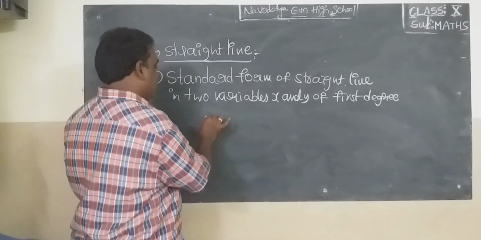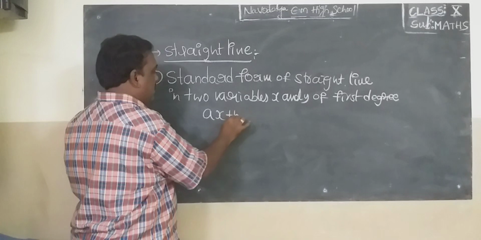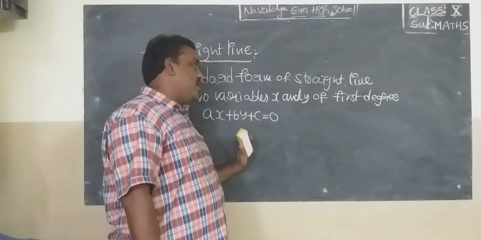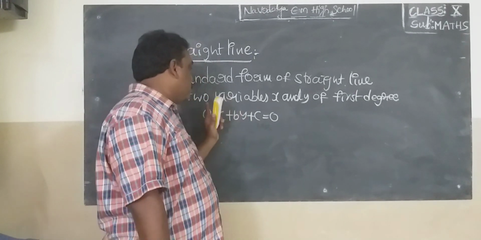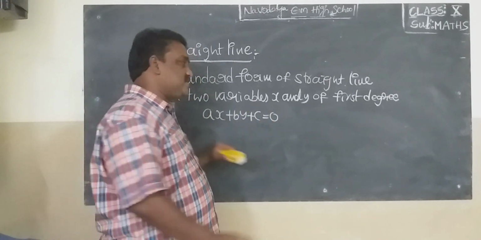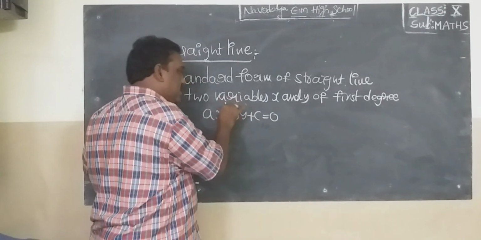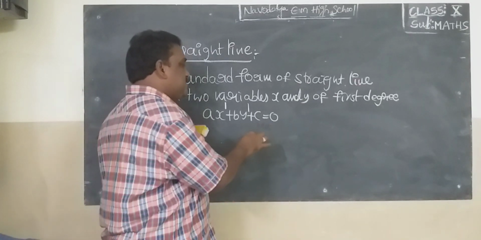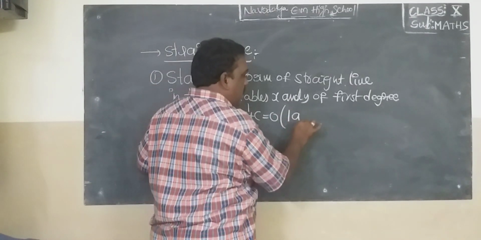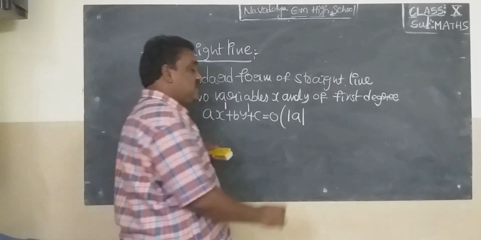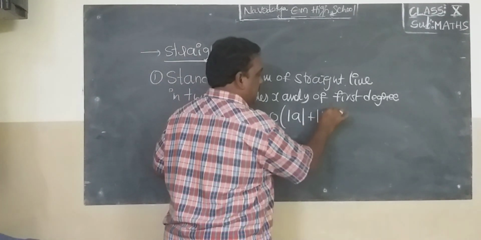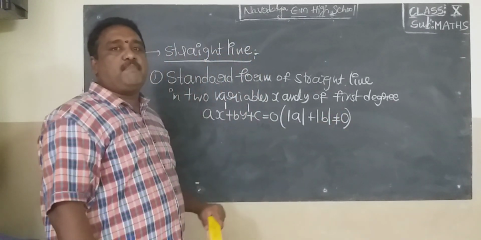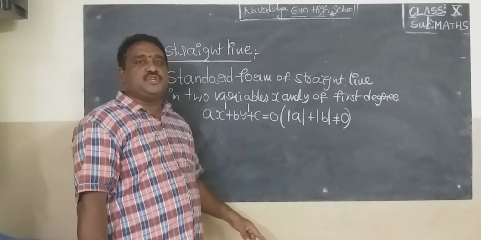What is the standard form? Ax plus By plus C equal to 0. It is the standard form of a straight line in two variables x and y of first degree, because x power 1, y power 1. So 1 is known as degree. Condition. What is the condition? Mod A plus mod B not equal to 0.